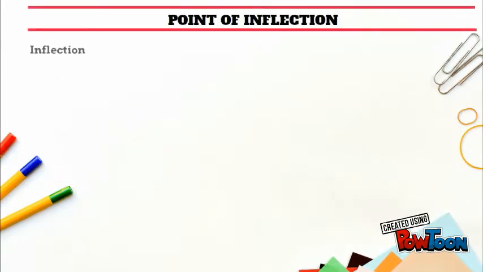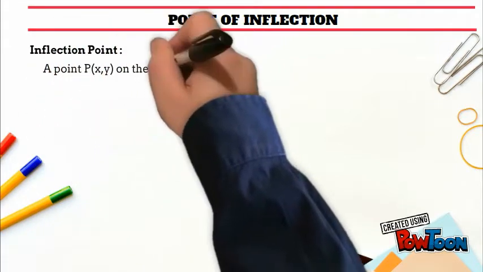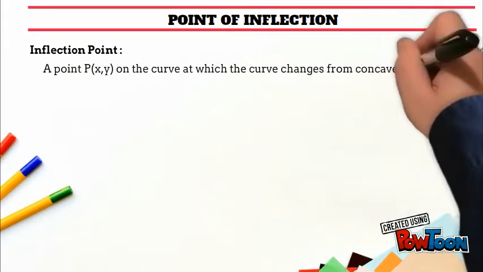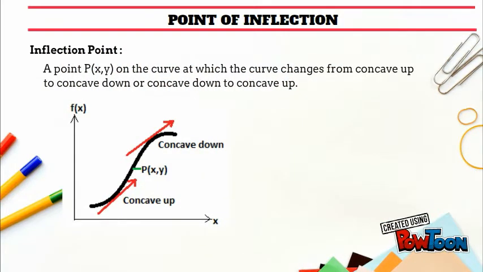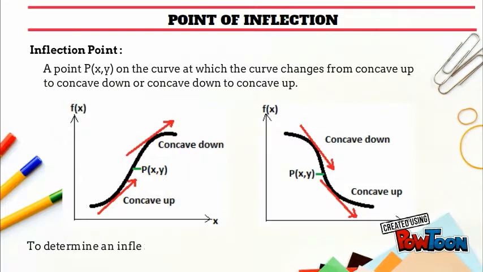Point of inflection. A point on the curve at which the curve changes from concave up to concave down or from concave down to concave up. Here, find the value of x when f double prime x is equal to 0 in order to determine an inflection point.